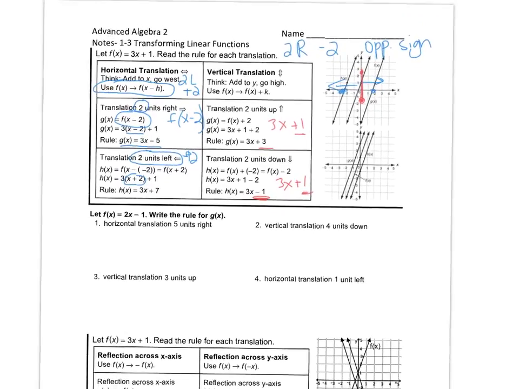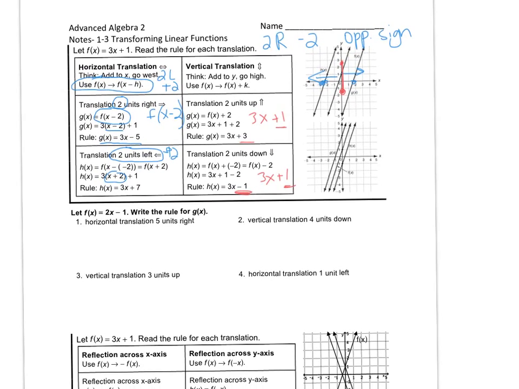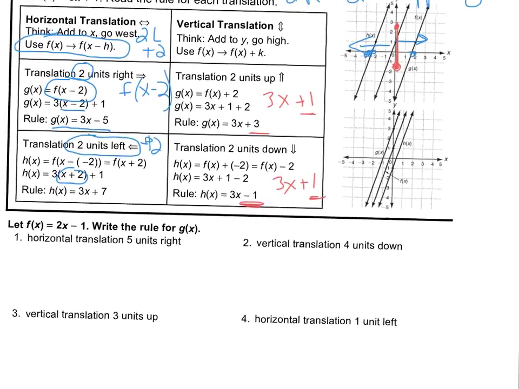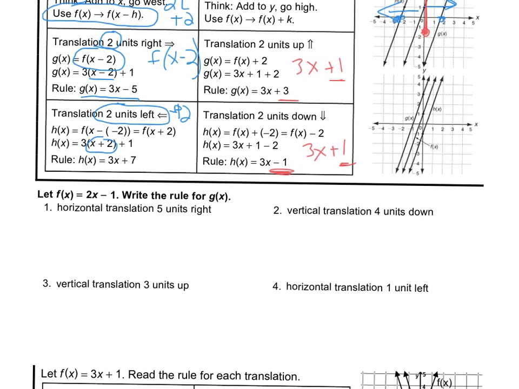Actually, I want to make this a little smaller. Okay, let's do a few examples. We are going to look at number 1. So number 1, of course, here is our function right here, f of x equals 2x minus 1.